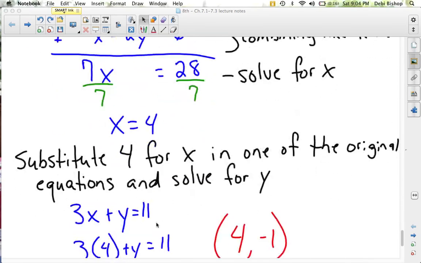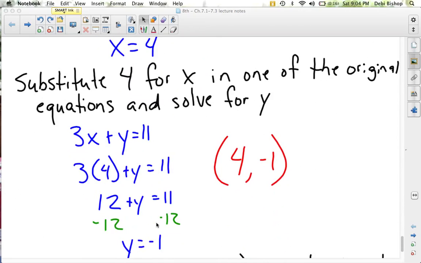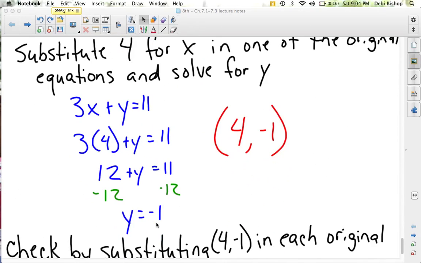Then you substitute 4 into either one of the original equations, and you solve for y. So here I plugged in 3 times 4 plus y equals 11. 12 plus y equals 11. Subtract your 12 and you get y equals negative 1. So again, you can see for the third time we've proven in a different way that 4, negative 1 is a solution to both of those equations.